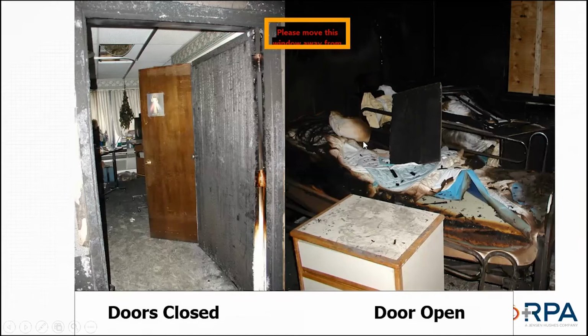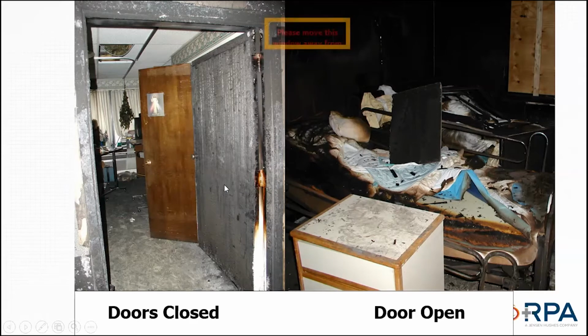You can see if this door was left open from the corridor into the room, and the fire was in the corridor, this room was totally destroyed. This room here with the door closed, you can see the ceiling's still intact. The plant is still hanging on the wall. The photograph here on the wall is untarnished. You can see the difference it makes just by being able to close those doors.